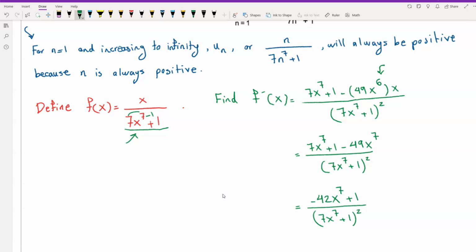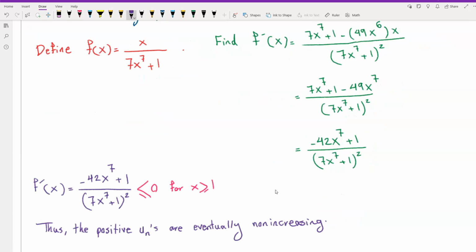Now simplify. We have 7x^7 + 1. Now combine these two: here we have x to the 6th power and here we have x to the power 1. We have multiplication, the same base, so we add the powers. We are going to have negative 49 times x to the 7th power. Then here we have like terms: negative 49 plus 7 is negative 42 times x to the 7th power, then add 1, divided by the denominator, (7x^7 + 1) squared.